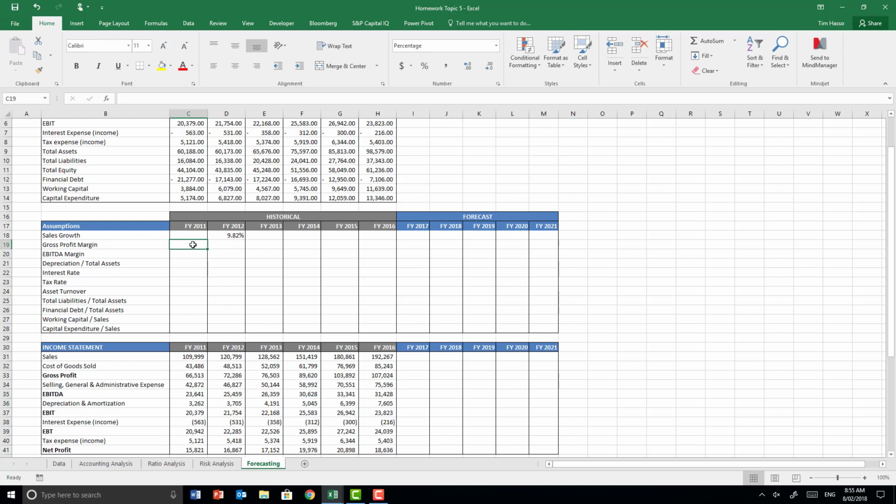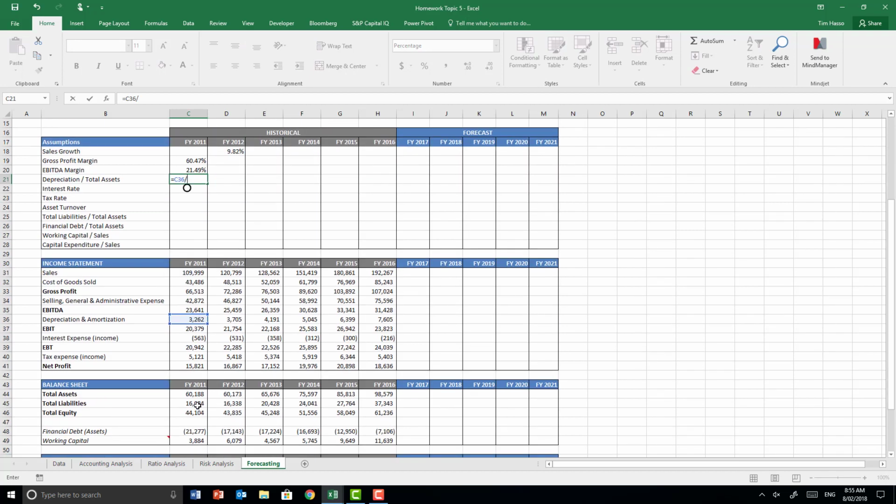We then have the gross profit margin, and the gross profit margin is equal to the gross profit divided by revenue. So it's going to be 60.47%. EBITDA margin is very similar, but in this case we take our EBITDA and divide it by our sales. Press enter. We then have depreciation divided by total assets. So we essentially need to figure out what is our current average depreciation rate. So we're going to take our depreciation and divide it by our total assets in the same year. So cell C36 by C34, and it's equal to 5.42%.